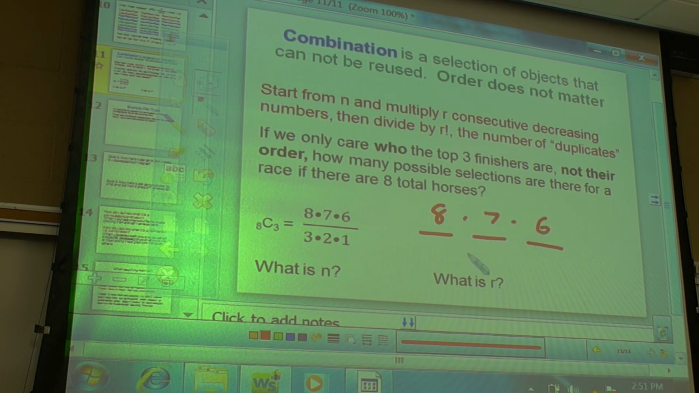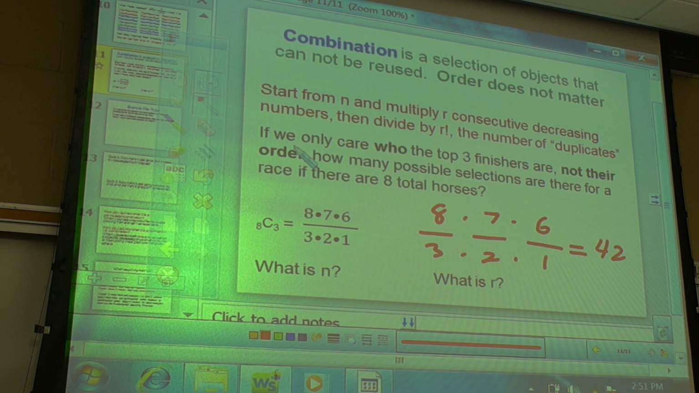But since order doesn't matter, I need to divide out the duplicates, the number of ways of arranging those 3 horses that I picked. How many ways can I arrange those 3 horses? 3 times 2 times 1. And you'll see that they kind of match up, 1 for each one of these spots. So it makes it really kind of convenient. You'll end up with 42 in this case. So that's the only thing that's different from the rest of them. The difference is you have the extra step of dividing out.